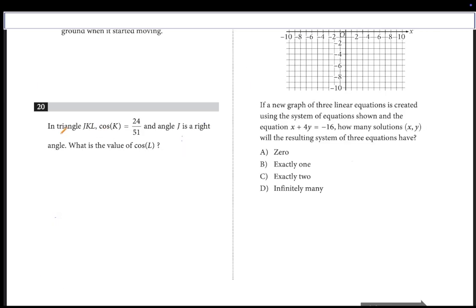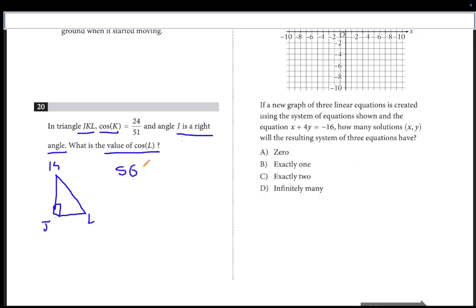Question 20 states, in triangle JKL, cosine K is equal to 24 over 51. The angle J is a right angle. What is the value of cosine L? So we're going to draw out a triangle, with J as our right angle, and K and L right here, right?